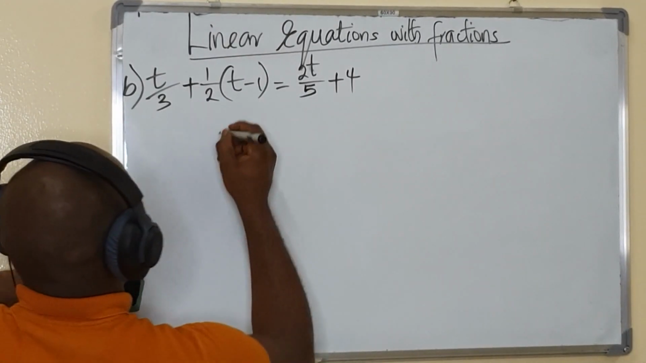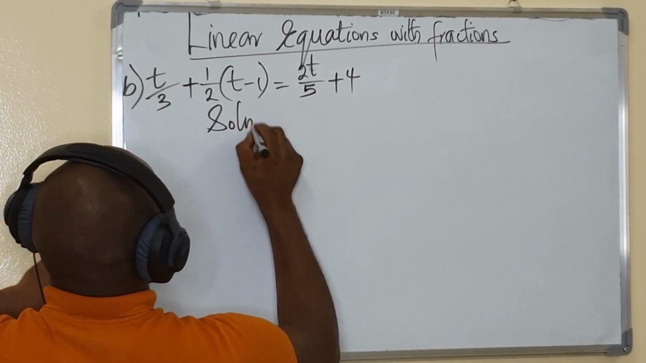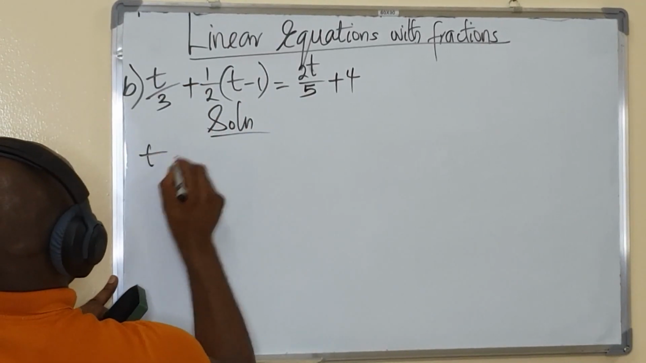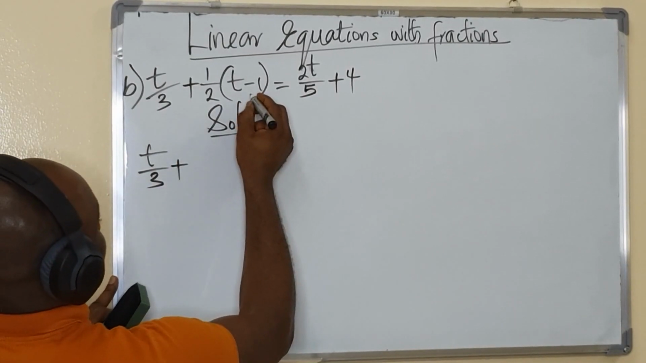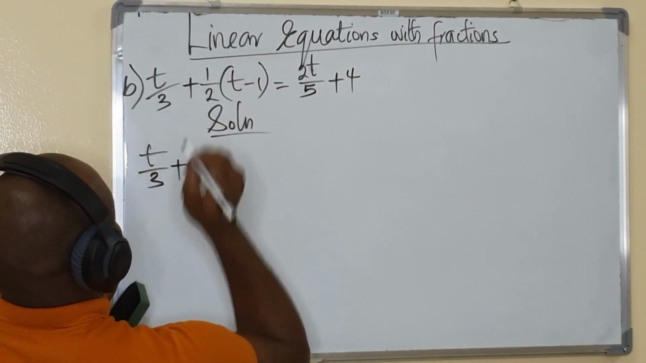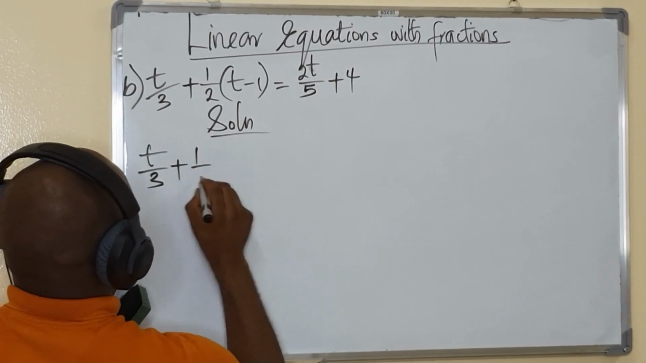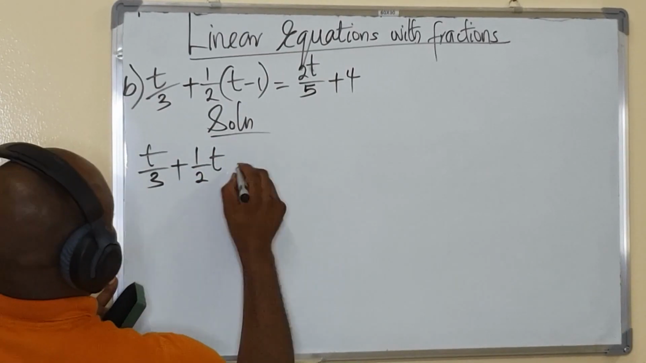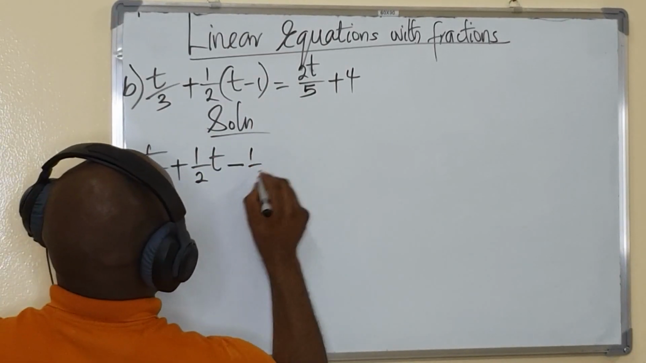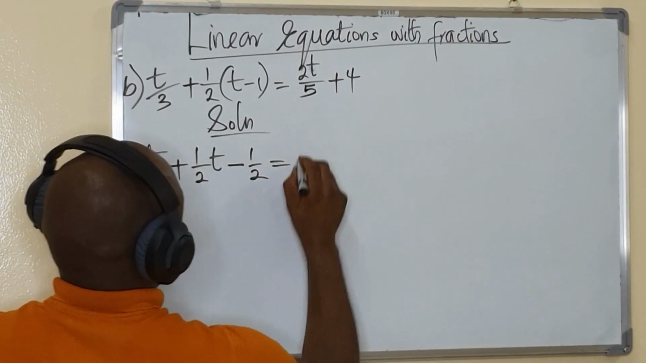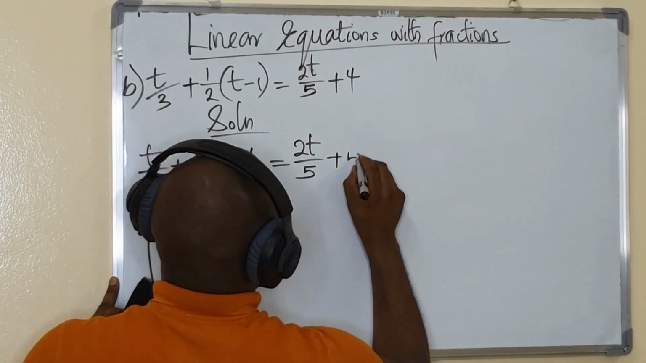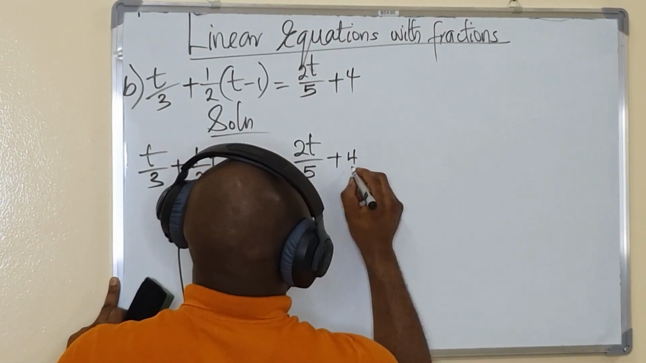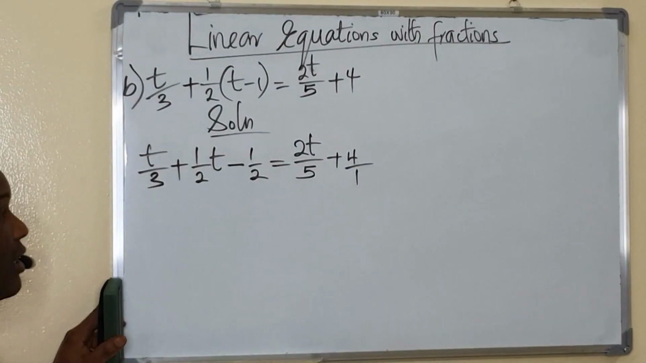So to solve that, we go straight away into the solution. T upon 3, we bring it down. T upon 3, add. Let us open up the bracket by multiplying t minus 1 with half. Half times t is half t, minus half times 1 is half. It's equal to 2t upon 5 plus 4. I can write this as 4 upon 1 so that everything will be fractional.